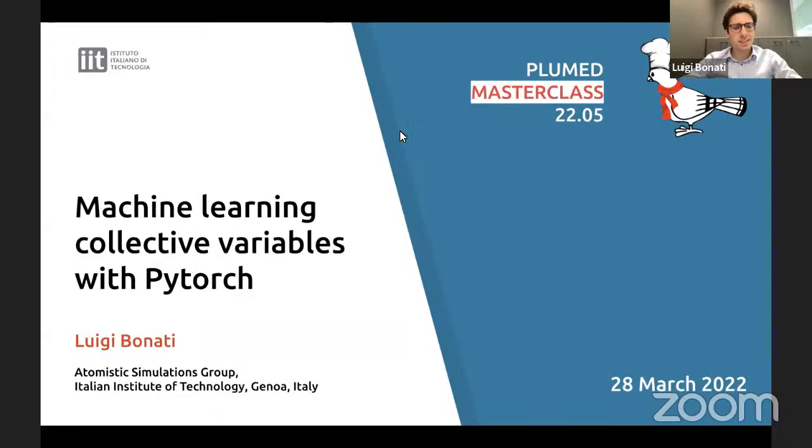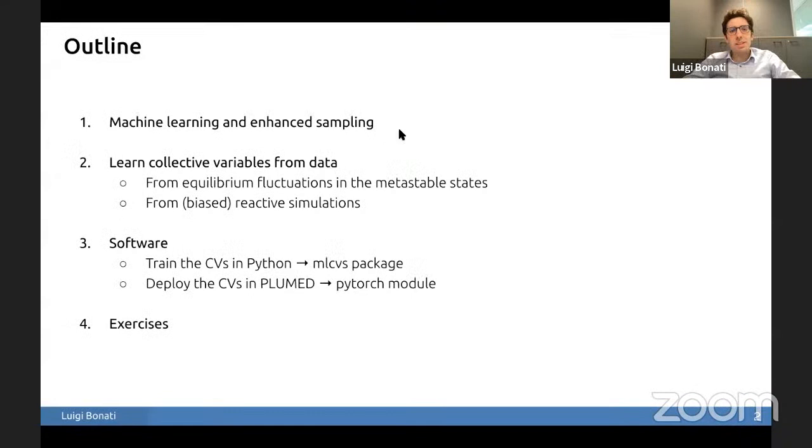Okay, so I will start this lecture with a very brief introduction about machine learning methods and enhanced sampling. Especially if you've attended the previous masterclasses, you will be familiar at least with the second topic. Then the core of this presentation will be on two examples of how we can learn the collective variables that are key ingredients in many enhanced sampling approaches directly from molecular dynamics data. Then finally, I will discuss how to do it in practice.